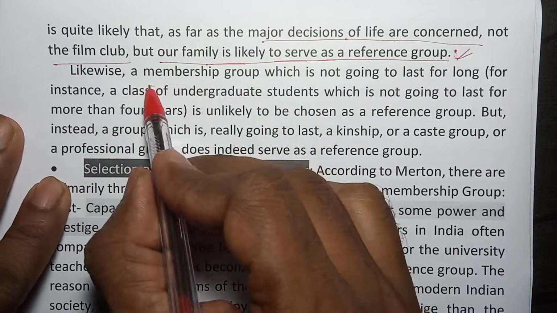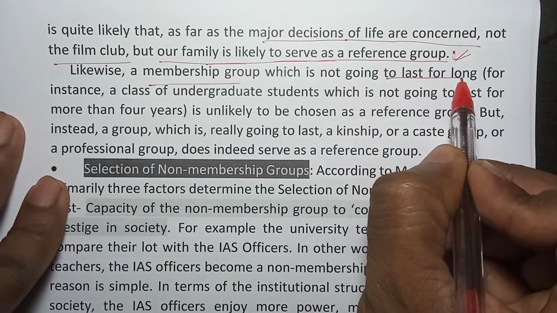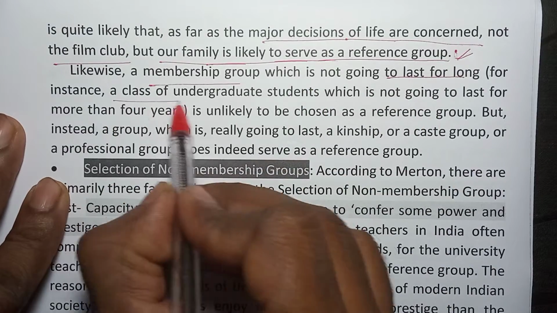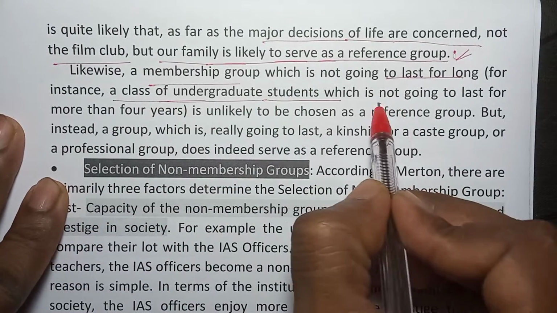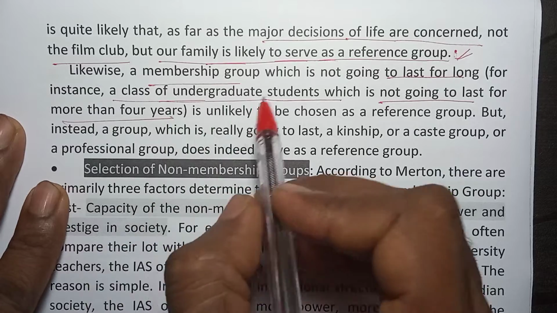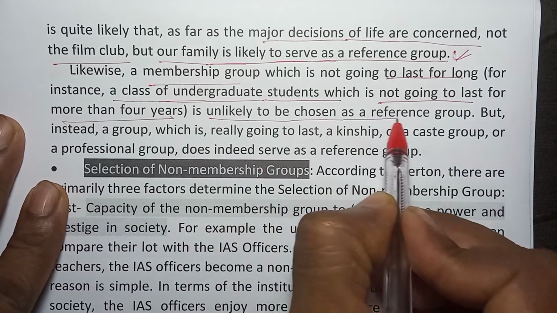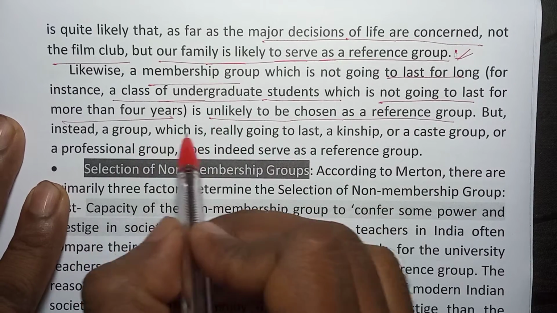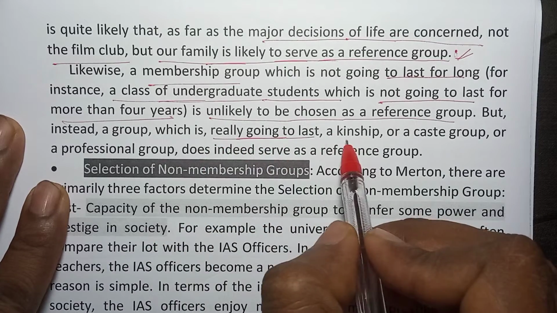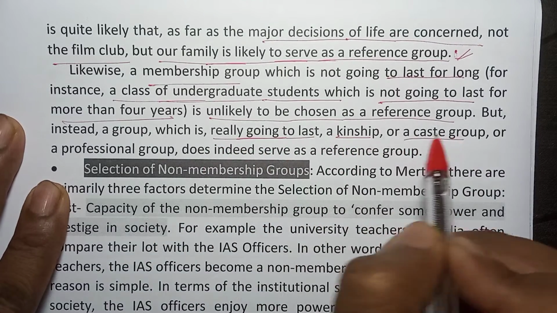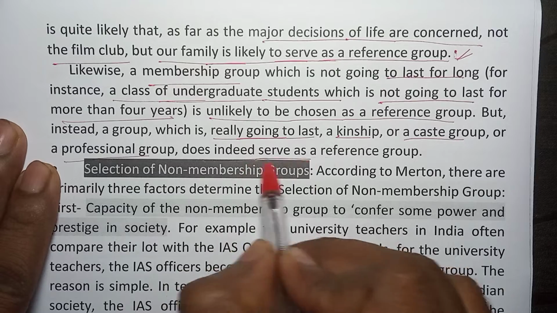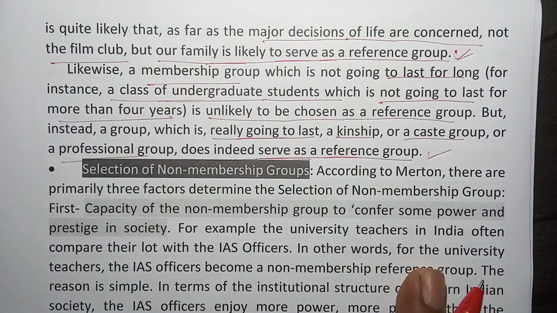Likewise, a membership group which is not going to last for long, for instance a class of undergraduate students which is not going to last for more than 4 years, is unlikely to be chosen as a reference group. But instead, a group which is really going to last, a kinship or a caste group or professional group, does indeed serve as a reference group.